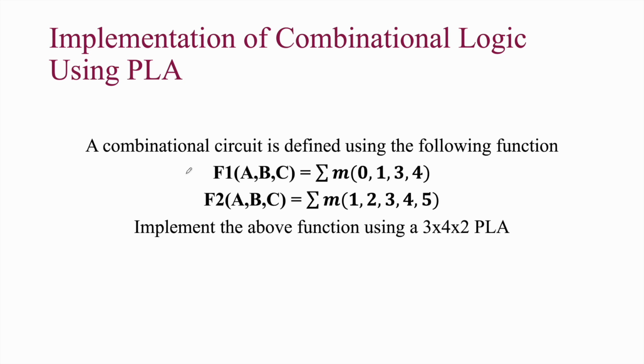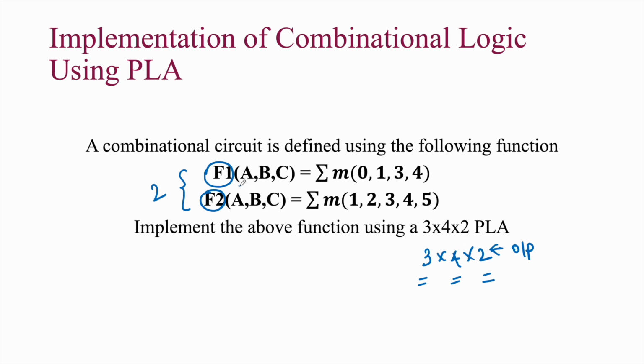The combinational circuit is described using the functions f1 and f2, and we have to implement the same using a PLA. Specifically, they have given us that we have to use 3 cross 4 cross 2. Let us understand what this 3, 4 and 2 are first of all. So how many output functions do we have? We have functions f1, f2. Therefore, we have 2 functions. Therefore, this 2 stands for output.